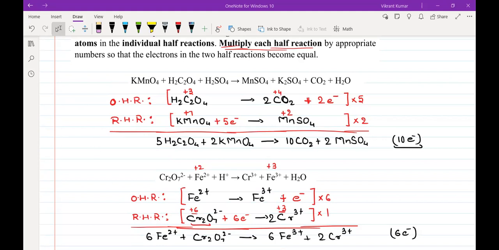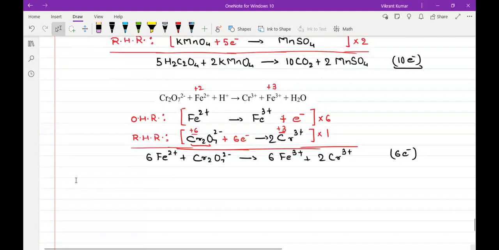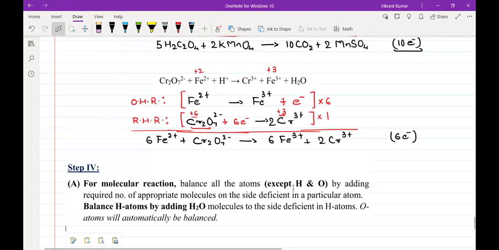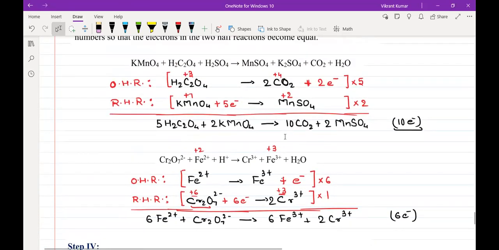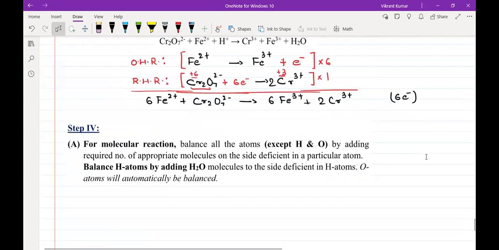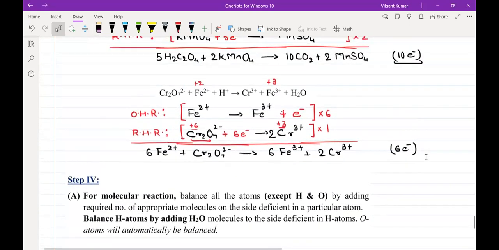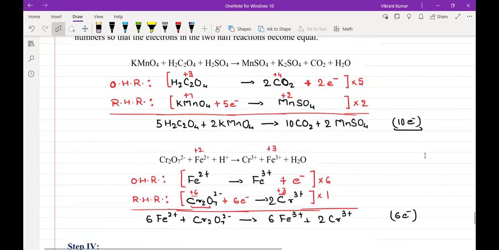ठीक है. So now that step 4 will have 2 cases. First case is if reaction is molecular, then what to do, and second case will be when reaction is ionic, then what to do. Now if the reaction is molecular like the first example in which H2C2O4 and KMnO4 is there, simply देखना है कि H and O के अलावा whatever atoms are there, that should be balanced. And वो कहाँ से करना है? तो जो हम लोगों ने observation सीखा था स्टार्ट में ना, वैसे ही करना है.